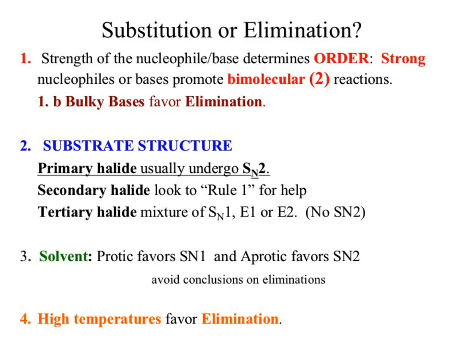After that, look at your substrate, okay, because that helps you differentiate. Your primary halide almost exclusively is SN2. Secondary halide, stop trying to compare because every single one of the mechanisms does a secondary halide. Move to the first rule. Okay? Tertiary halide is now a giant mix. Really all the tertiary halide does is it ignores SN2. Okay? So it helps, but it's not a big delineator. Solvents, we've got some differentiation there with our substitutions, but it doesn't really help with the eliminations. High temperatures tend to favor eliminations. Make sense?